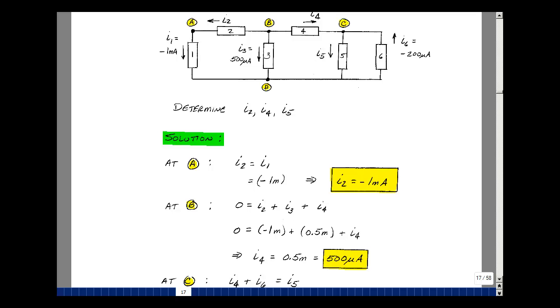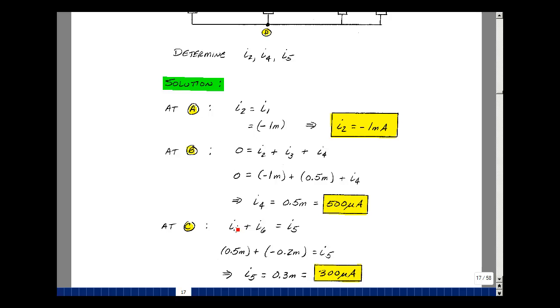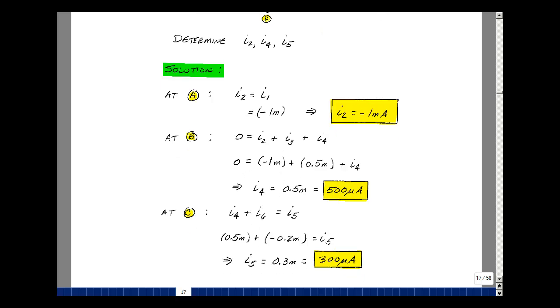Lastly, if I go to node C here, I know I4, I know I6, but I don't know I5. So I4 plus I6 are entering the node, I5 is leaving the node. Well, it's just that simple. And now let's see if we can solve the equation. From our previous answer, we have that I4 is 500 microamps, or 0.5 milliamps, and then from the schematic, we see that I6 was measured as minus 200 microamps. So you can write that as minus 0.2 milliamps, and that would equal I5. So adding these two together, I get 0.3 milliamps. Convert that to engineering notation, and I get 300 microamps.